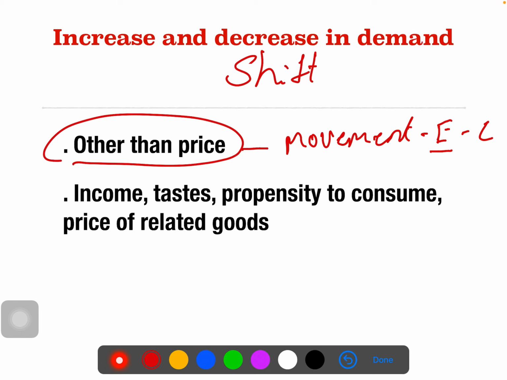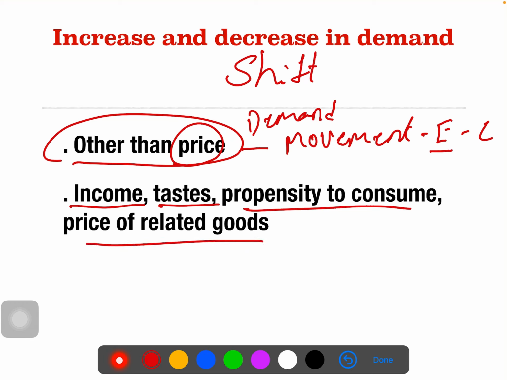In that case, we discussed price and demand. Now we'll keep price constant. We have so many other determinants, like consumer's income, tastes and preferences, propensity to consume, and price of related goods. When these things change, instead of moving along the same line downward or upward, we shift the curve towards the right side or the left side of the actual demand curve.